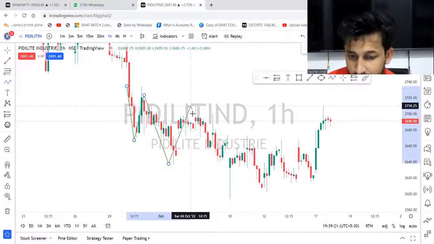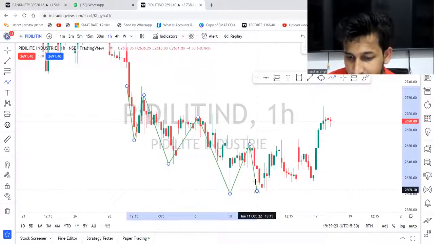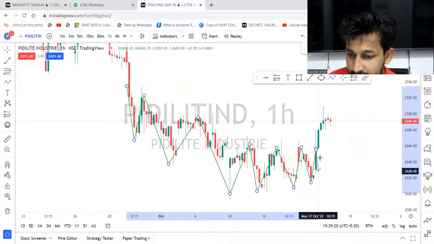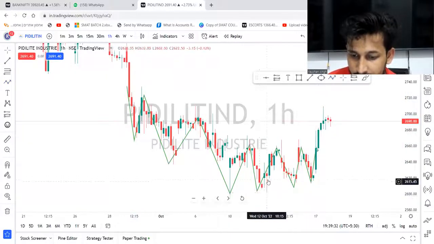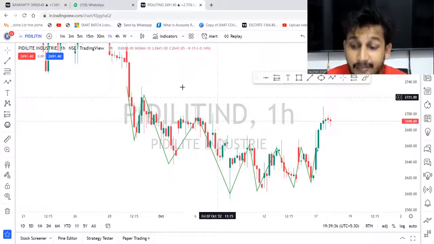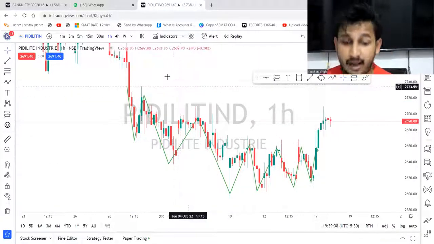Market is in downtrend, right? Market is in downtrend. Now at this point of time, you are seeing some pin bar, the next candle is closing downside. Still, right? Over here also there was a pin bar, the next candle is closing in green. Market is not going up. Why? Because market is still in downtrend.